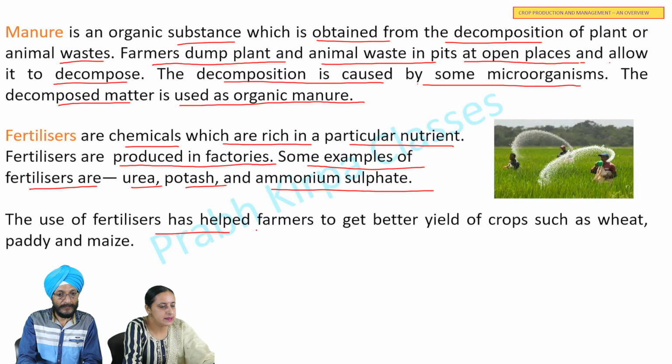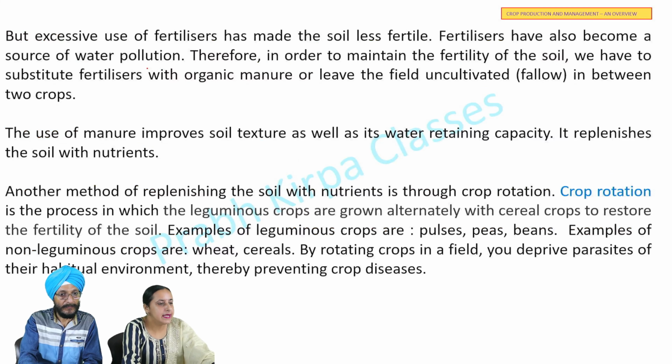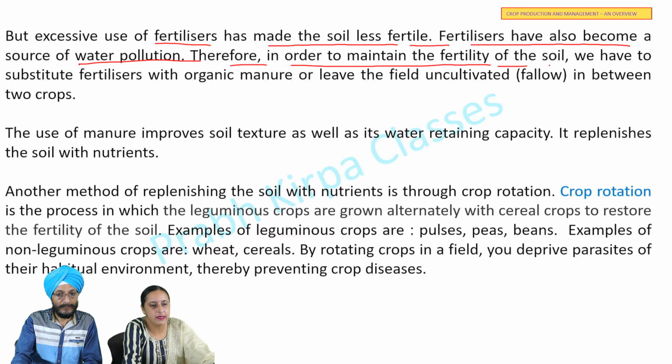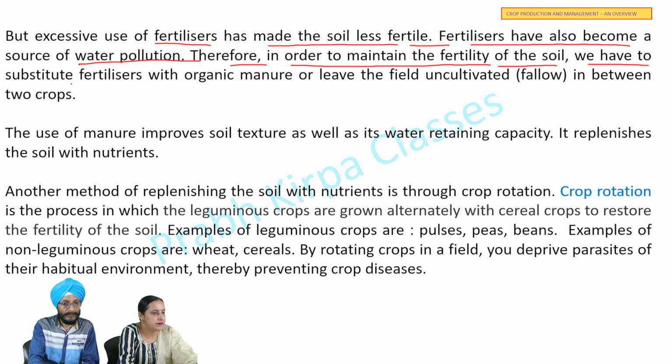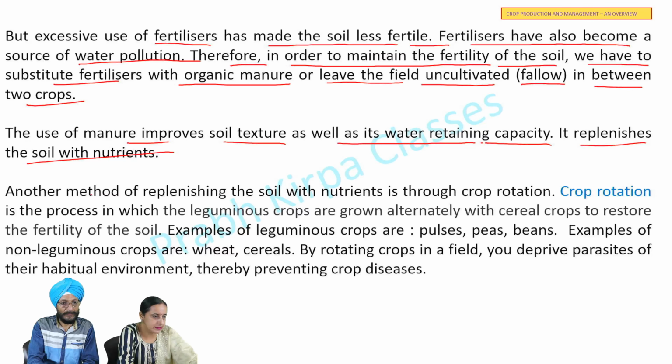The use of fertilizers has helped farmers to get better yield of crops such as wheat, paddy, and maize. But excessive use of fertilizers has made the soil less fertile. Fertilizers have also become a source of water pollution. Therefore, in order to maintain the fertility of the soil, we have to substitute fertilizers with organic manure or leave the field uncultivated in between two crops. The use of manure improves soil texture as well as its water retaining capacity. It replenishes the soil with nutrients.